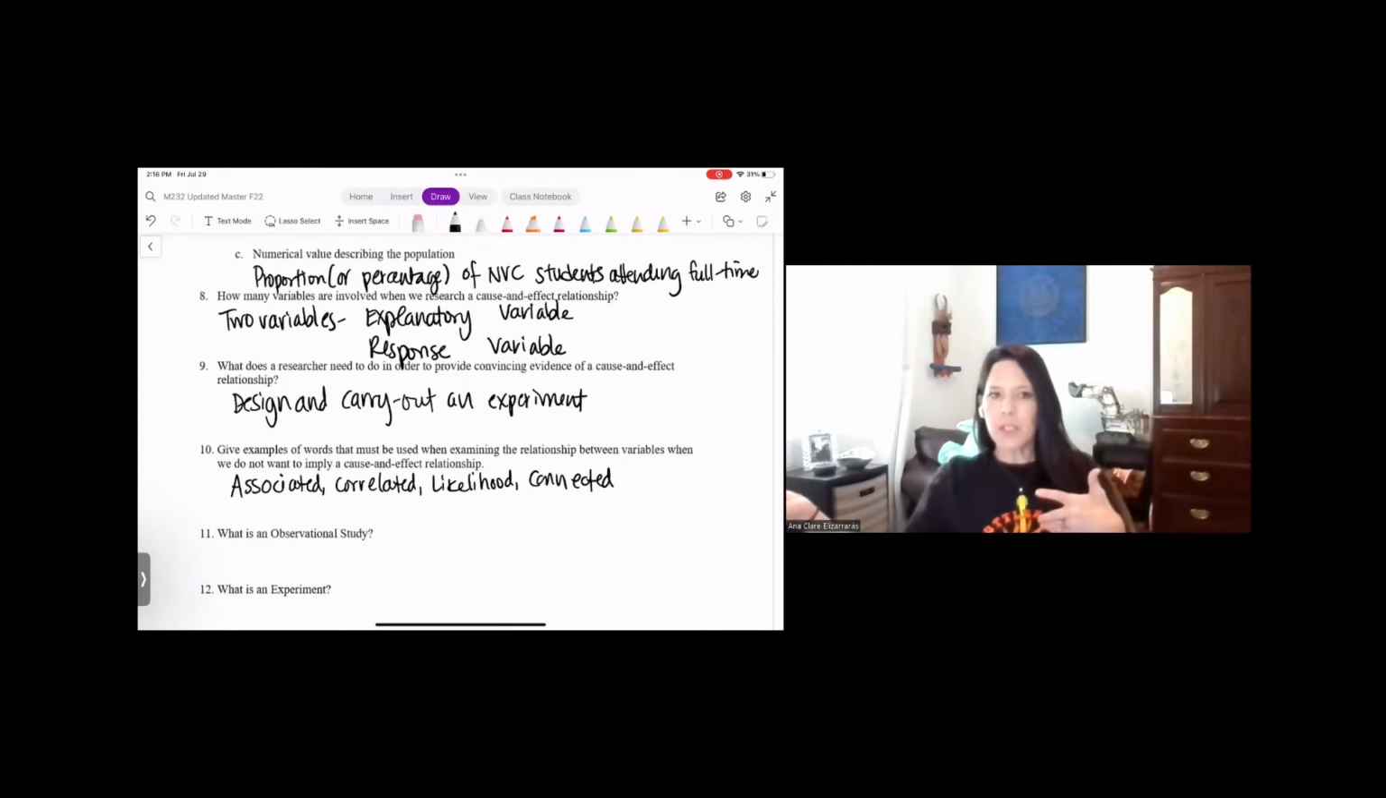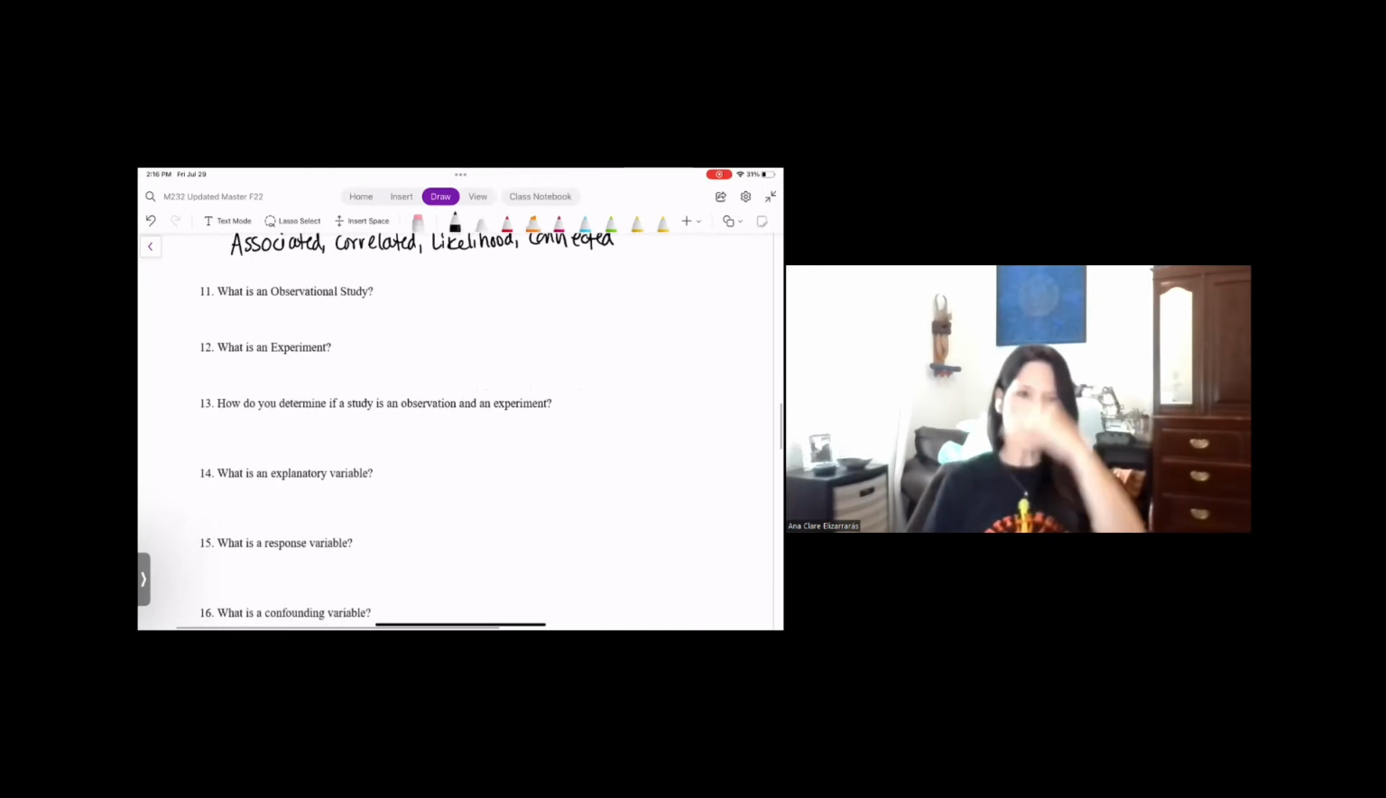What is an observation then, and what is an experiment? An observational study is one in which no variable is manipulated. You are just gathering information. You are observing individuals and measuring variables to investigate an association, not a cause and effect relationship.